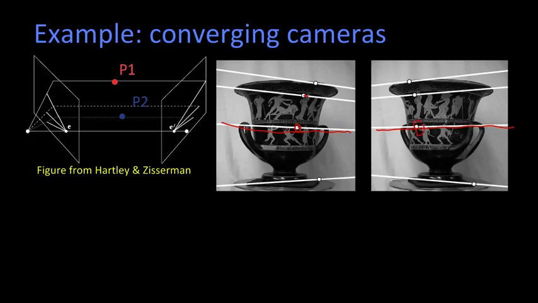Now, only a few lines are drawn on here. Of course, if I was looking for this point here, there is some epipolar line, because there's some point here that defines an epipolar plane, and there would be a corresponding epipolar line on the other side. We've only drawn in a few of them.